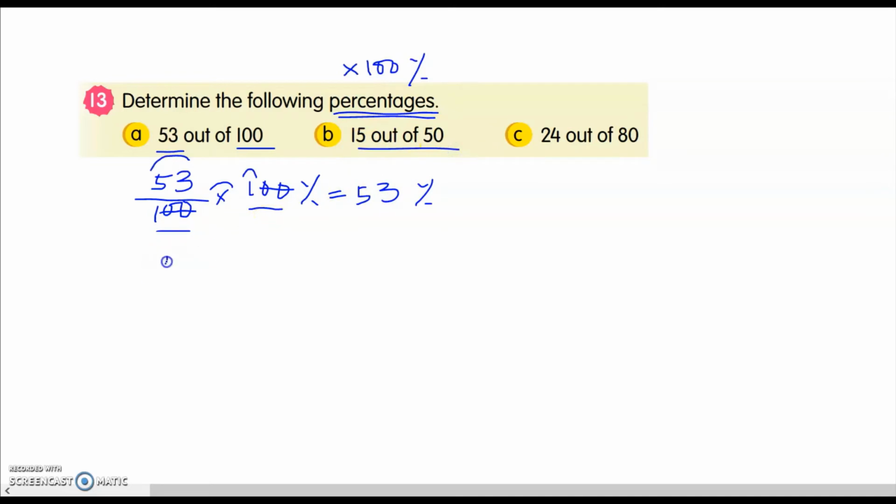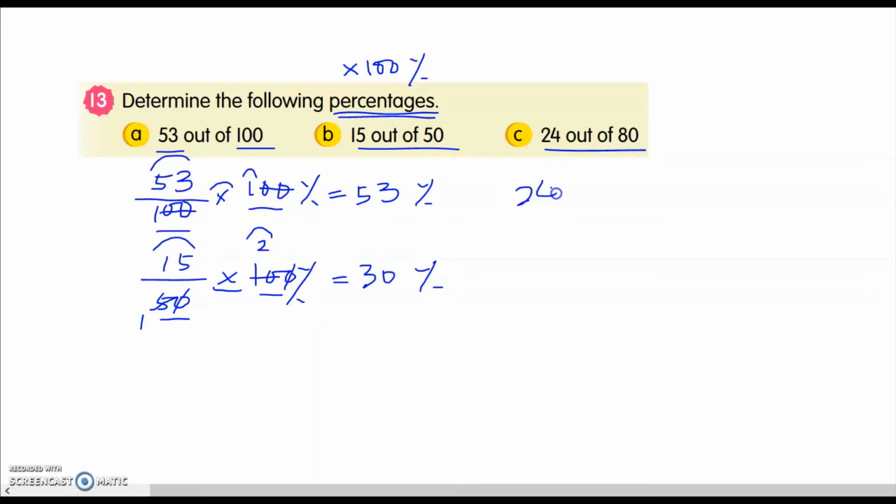Okay, 15 out of 50. 15 out of 50 is the same as 15 over 50. And then you times 100%. Then we simplify 50 and 100. Okay, you can cross out 1 zero, make it smaller. 5 and 10, they are both in the 5 times table. So divide by 5, you get 1. Divide by 5, you get 2. So 15 times 2, you get 30%.